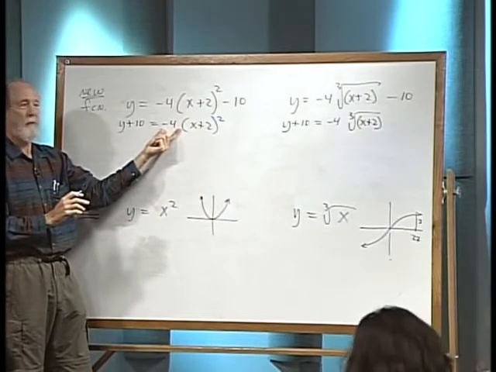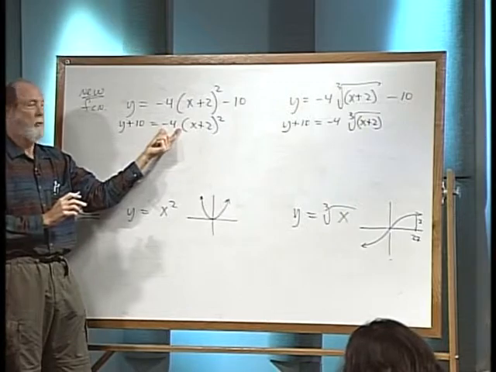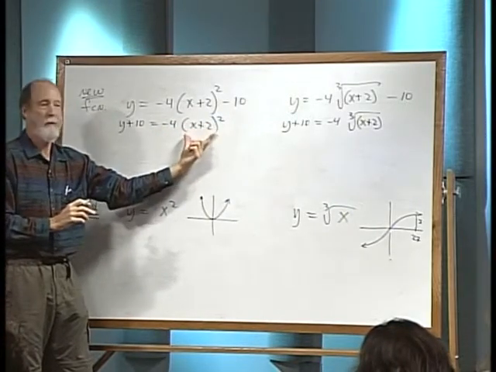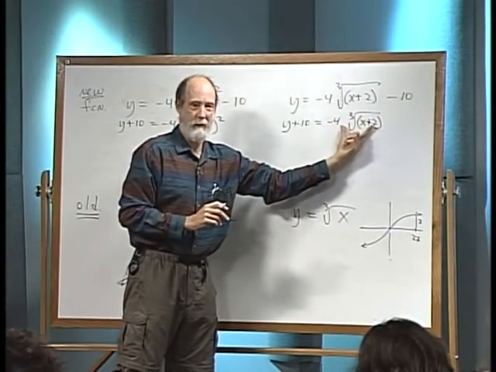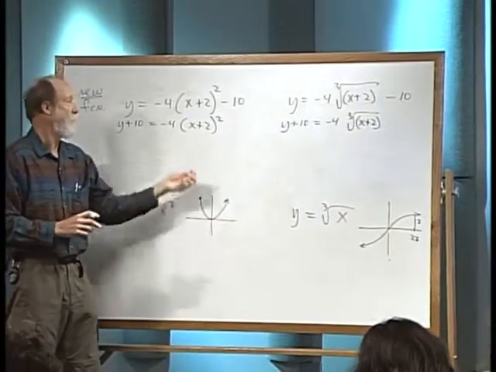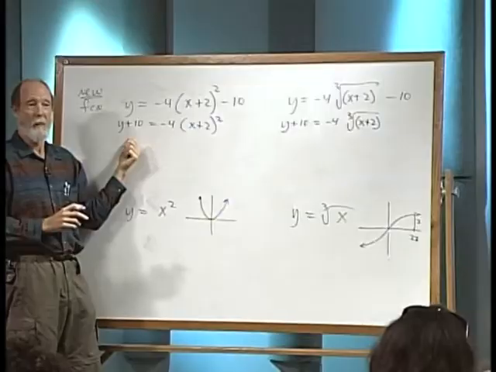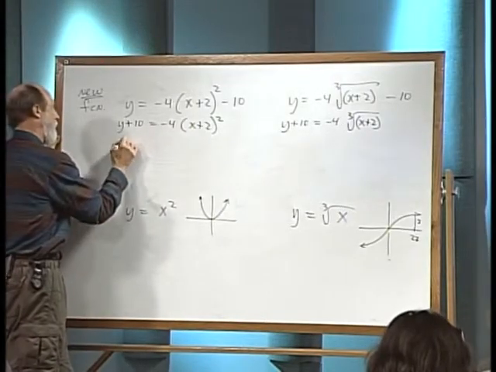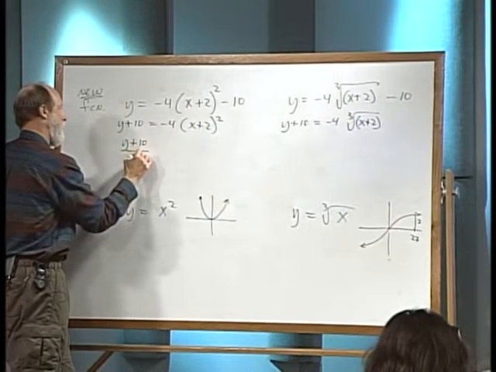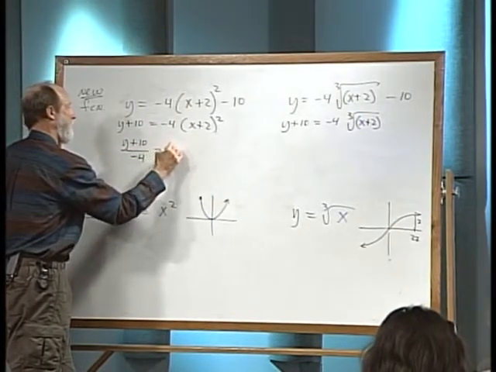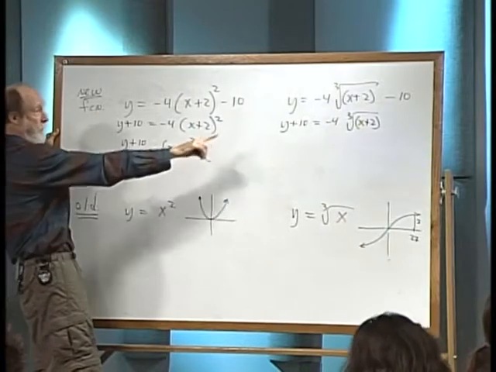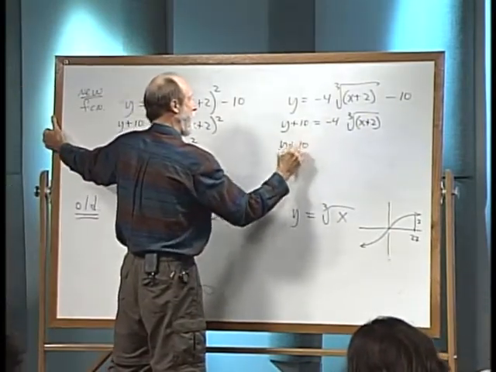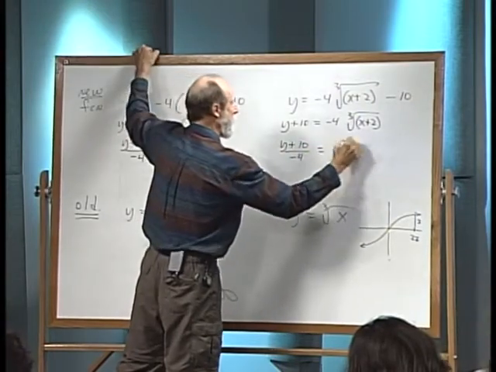Now we also could do something with this negative 4 to move it away from this quadratic expression. And we could move the negative 4 off of the cube root expression by doing what? Divide both sides by negative 4. If we do that, the thing is going to look like this. And similarly, on the cube root function over here, y plus 10 over negative 4 is equal to this cube root function.